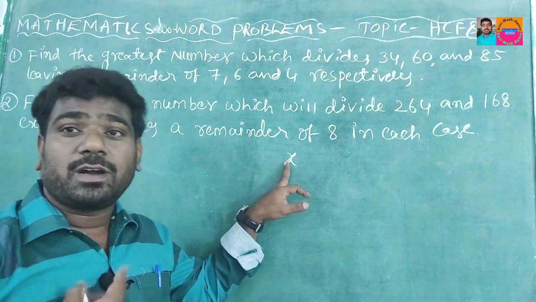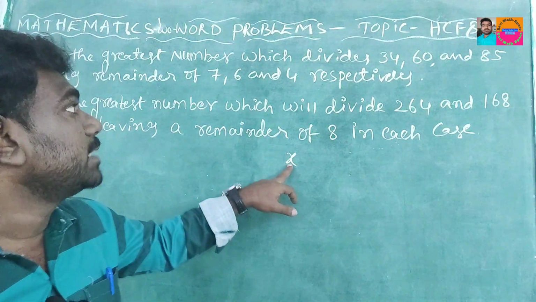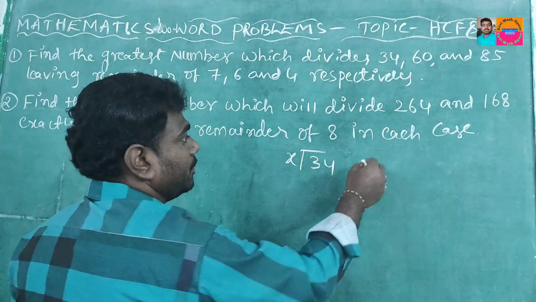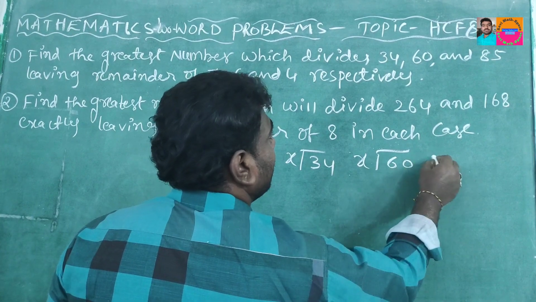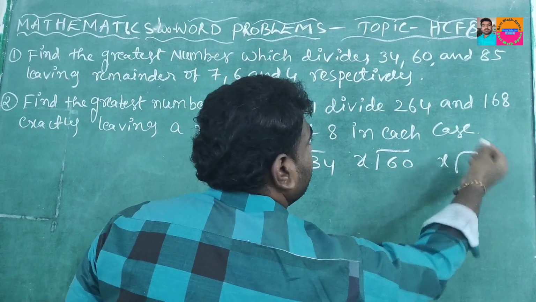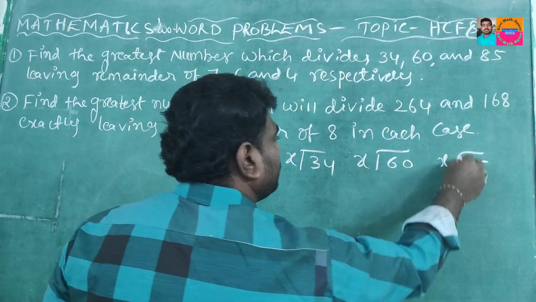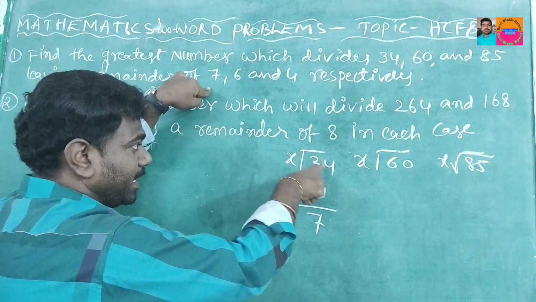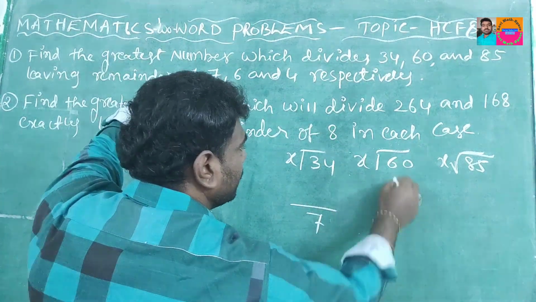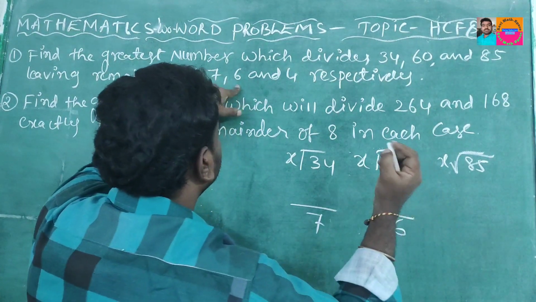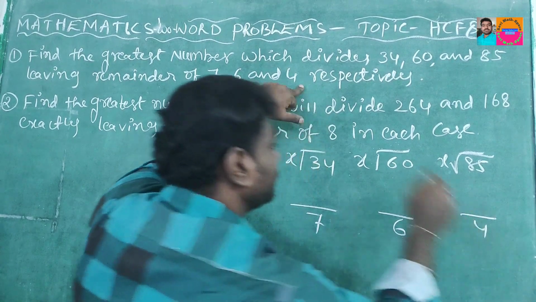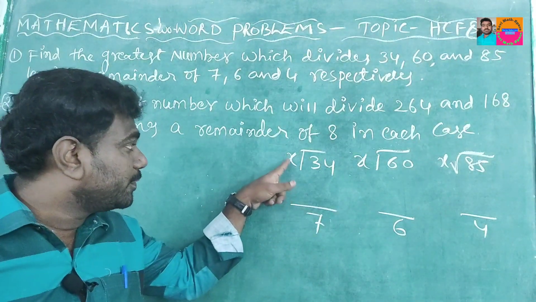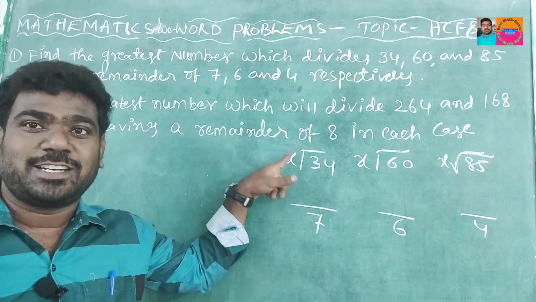So this greatest number divides 34, as well as 60, as well as 85. X divides 34 means you will get remainder 7; here you will get 6; here you will get 4. This is the question. Understand clearly? Then we should find this x, the greatest number.